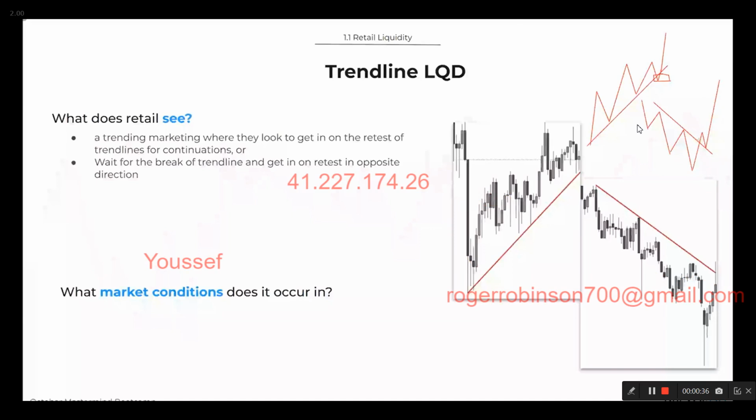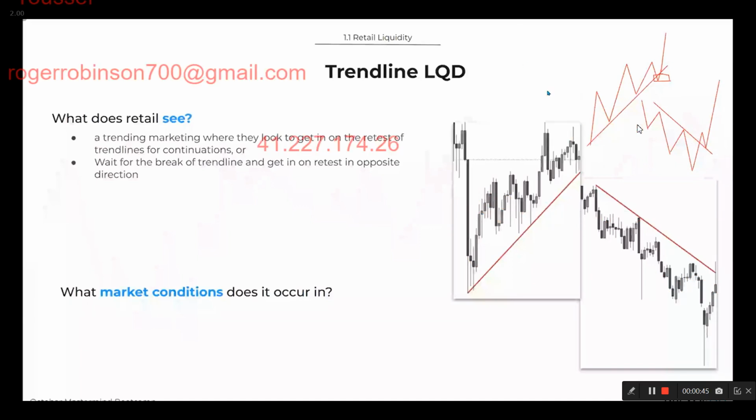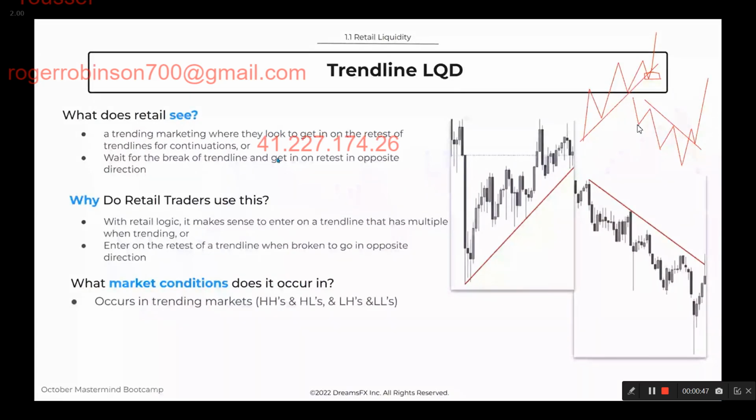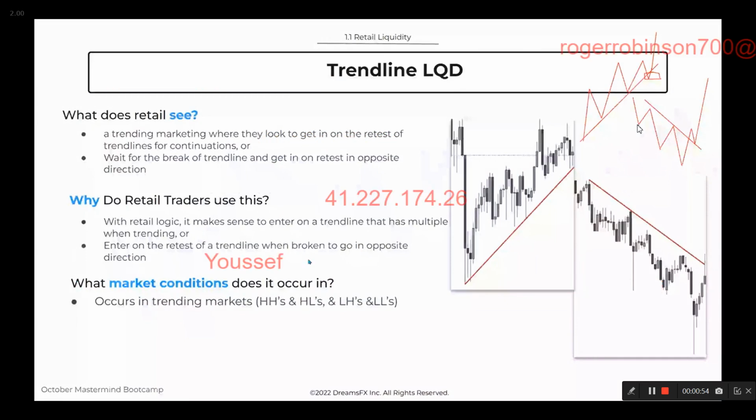They're either going to take their position on the trend line to continue the market trend, or they're going to wait for the trend line to be broken, buy on the retest, then go higher. So they're looking for either continuations or reversals. Retail traders use it because, like support, resistance, anything, the more touches it has in a trending market, the more intent appears, so it has to continue that way. Again, they're either on the retest of the trend line or on the break of it.